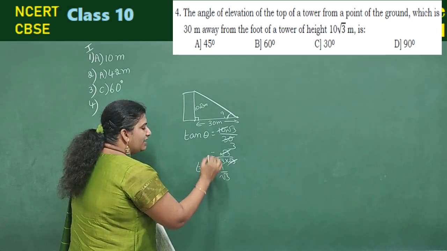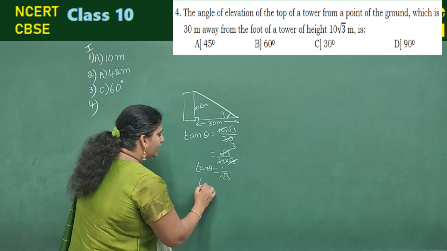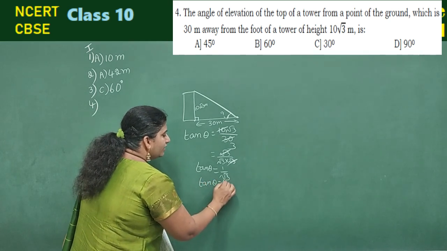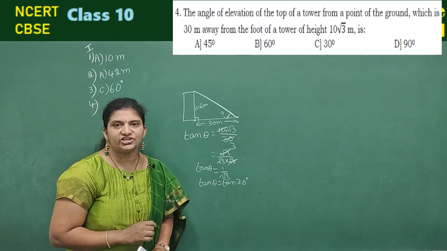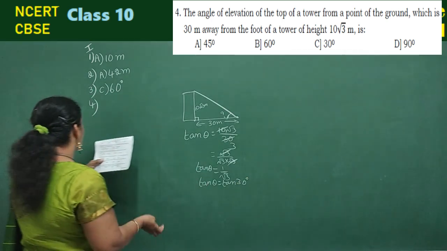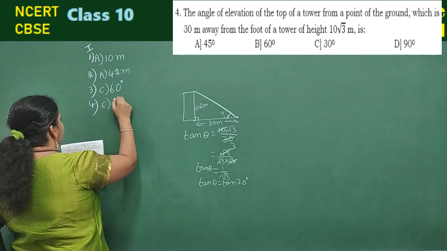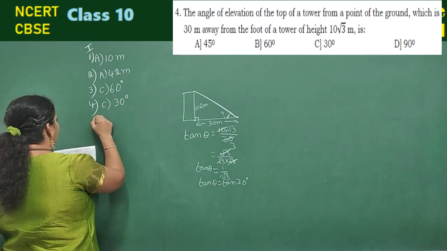In the tan ratio, where do you get 1 by root 3? 30 degree. Therefore, what is your theta value? The angle of elevation is 30 degree. And your option is option C, 30 degree.